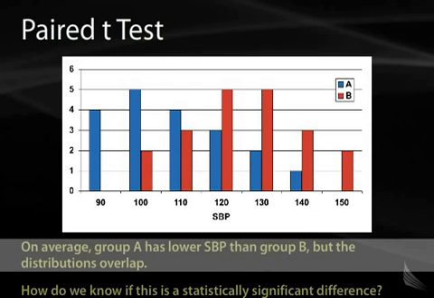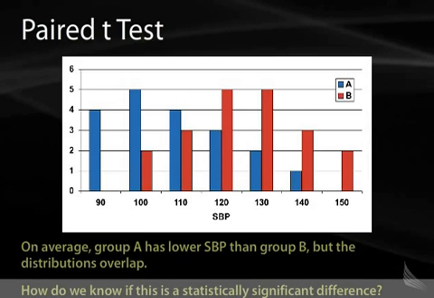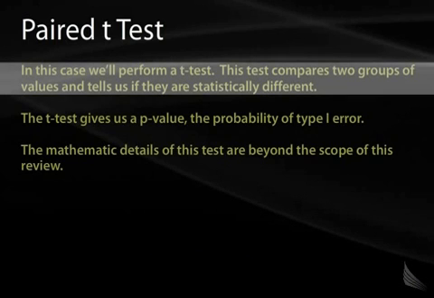So on average, it appears that group A has a lower systolic blood pressure than group B. However, there is substantial overlap between these two groups. So how do we know whether or not there is a statistically significant difference between these two groups? In this case, we'll perform a t-test. Again, we have two groups and we have quantitative variables, so a t-test is the appropriate test to use. This test compares the two groups of values and will tell us whether or not they are statistically different.